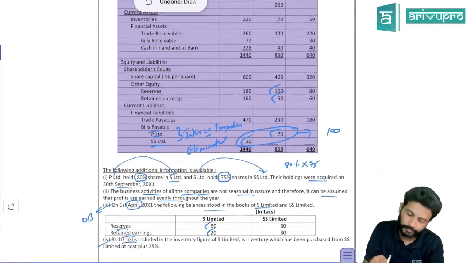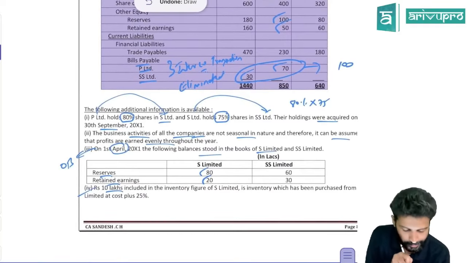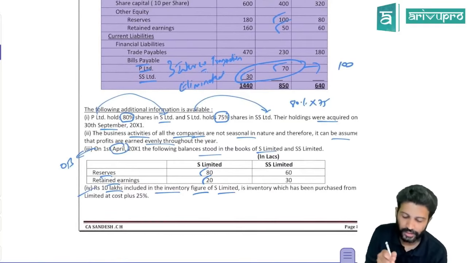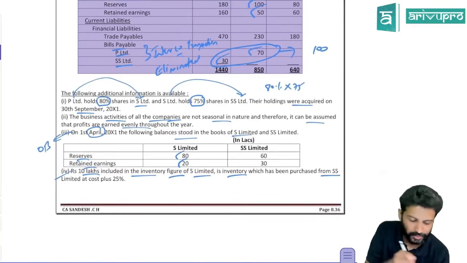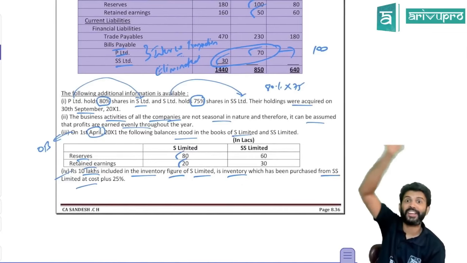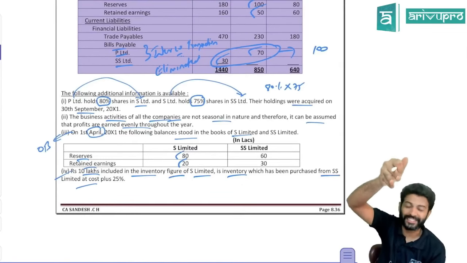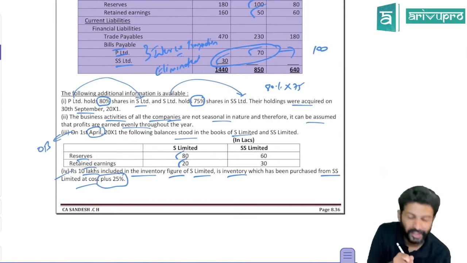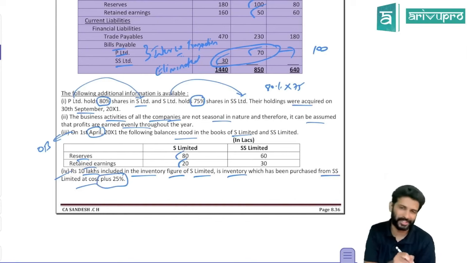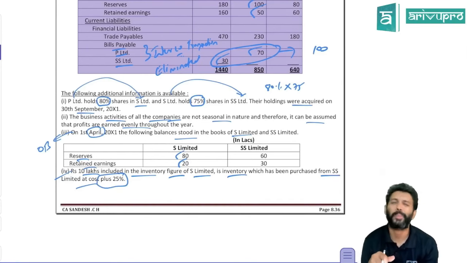Do not forget this. Okay, coming back to the fourth adjustment, 10 lakh is included in the inventory figure of S Limited. It is inventory which has been purchased from SS. SS, the second subsidiary, has sold goods to the first subsidiary, which is S. But they've not sold it at cost price. They've sold it at cost plus 25%. So the second subsidiary company has made some profit. So some unrealized profit also needs to be eliminated.